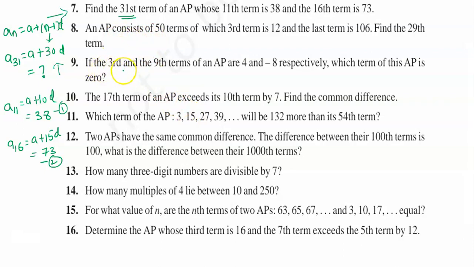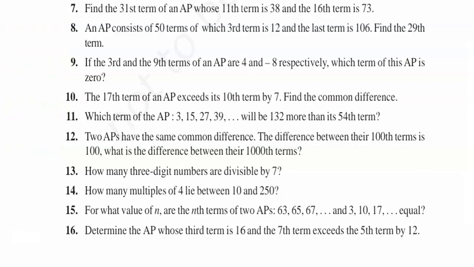If the 3rd and 9th terms of an AP are given to us respectively, the question is asking which term, whether it is 1st, 2nd, 3rd, 25th, 26th, we don't know, we will solve. Which term of this AP is 0? Alright, so we'll solve question number 9, students.